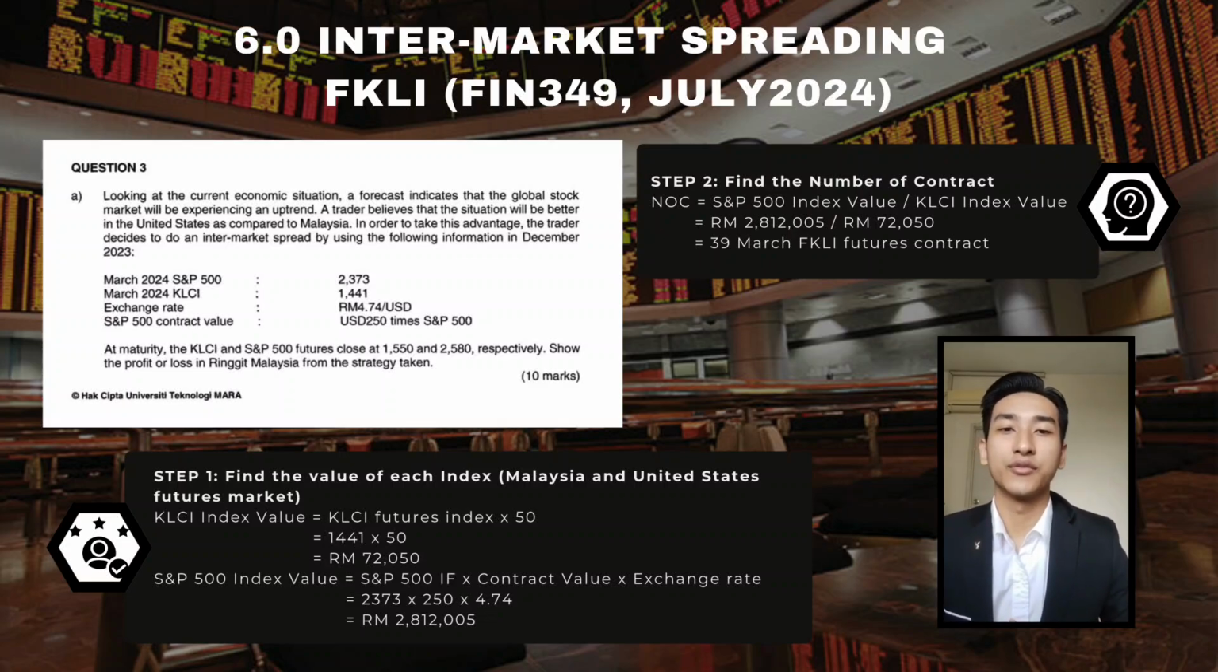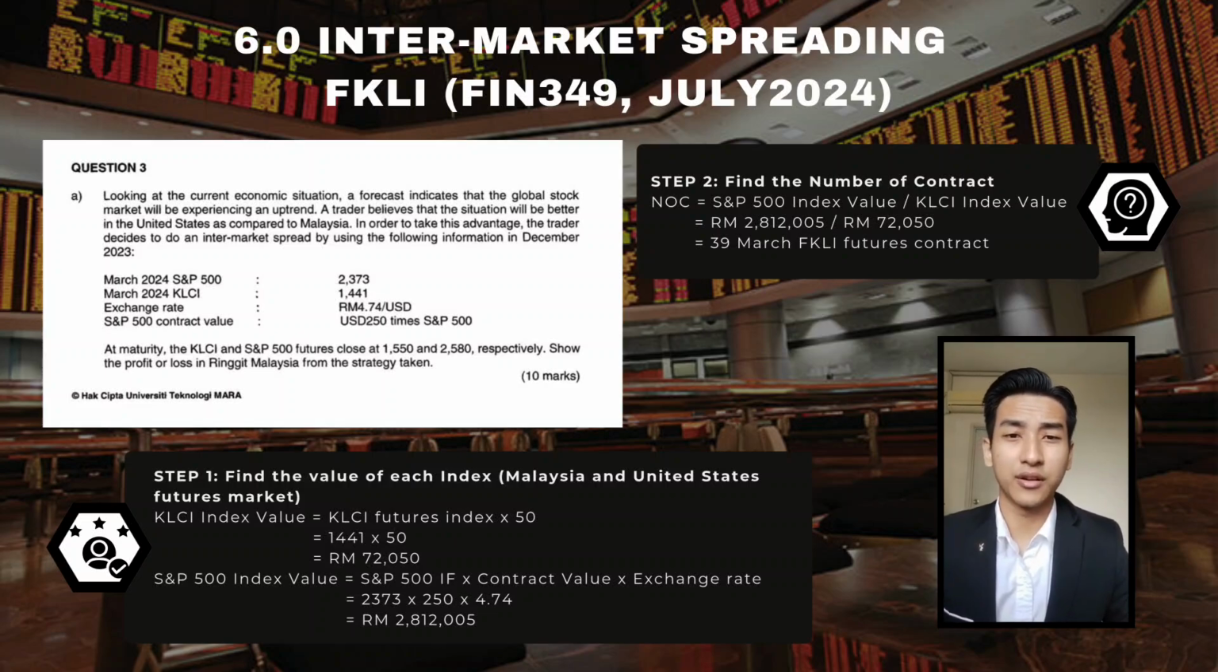So first we have to calculate the KLCI index value. What we have to do is take the KLCI futures index times 50. This is the standard contract size. Then we take the price at 1,441 ringgit times 50 ringgit. What we will get, the index value would be RM 72,050. It is the index value for KLCI.